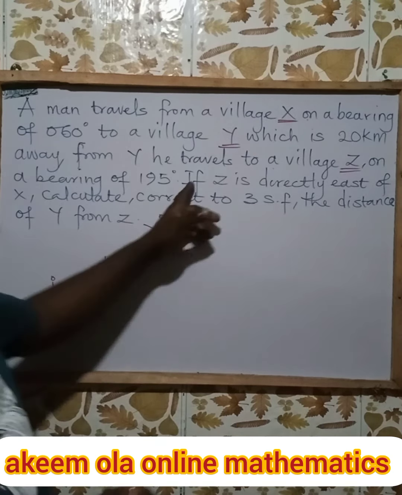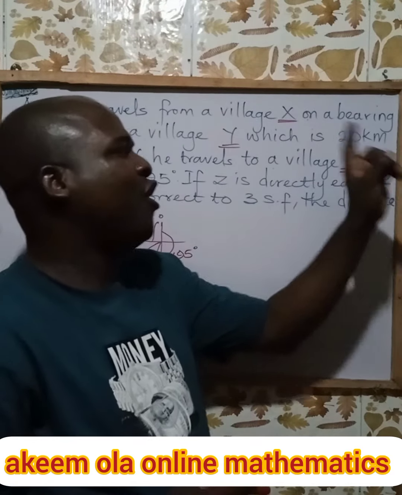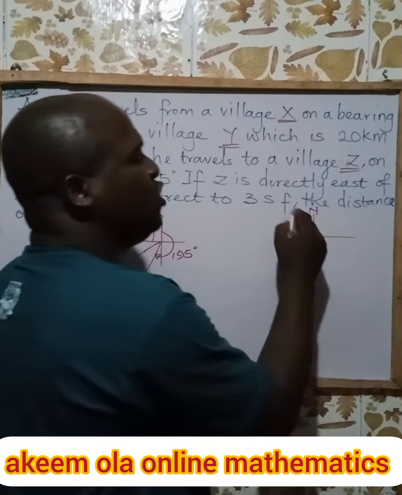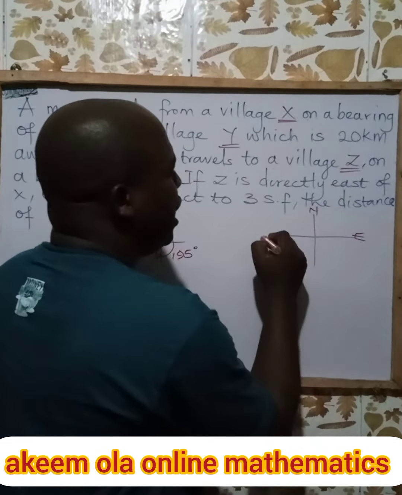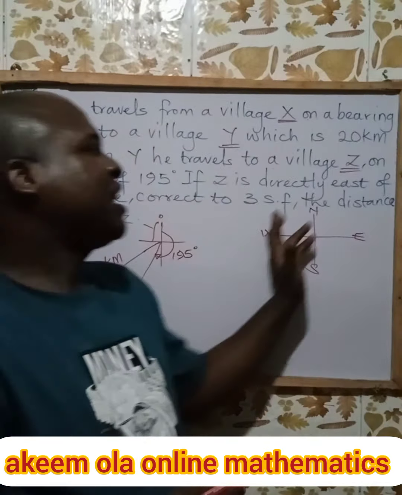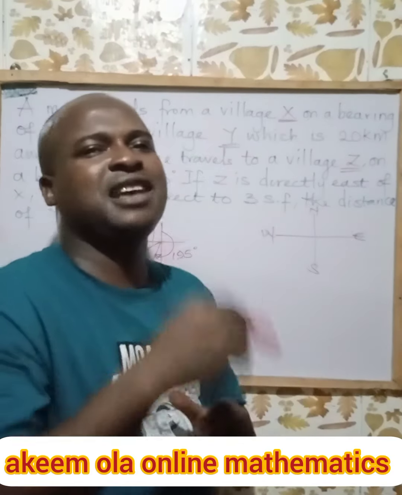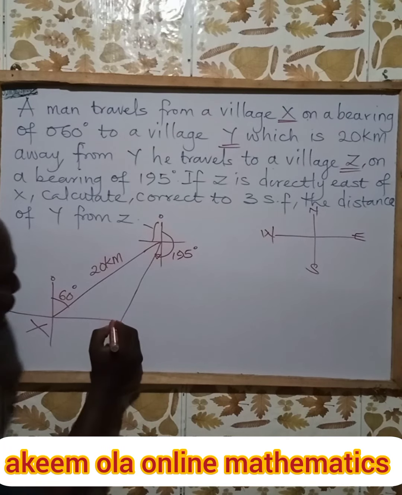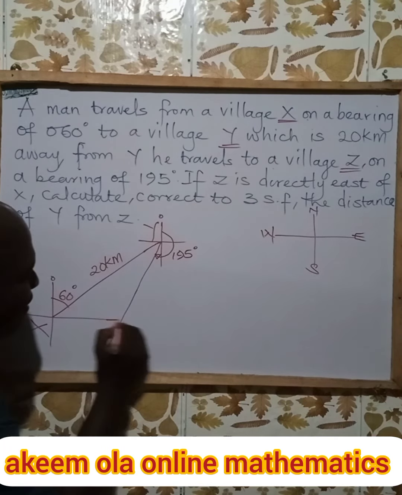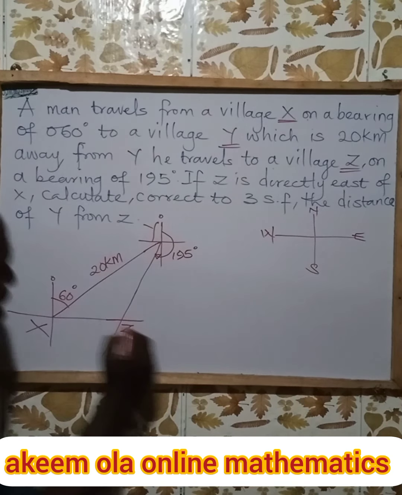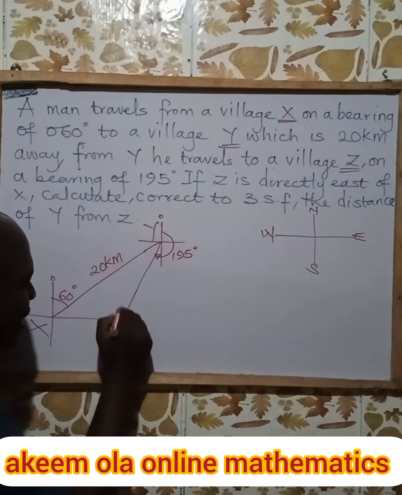They now said Z is directly east of X. When you say east, bearing is all about angle. This is where our north is. East is always here, south is here, and our west will always be here. This is the cardinal point in terms of north, south, east, west. So here now, our 195 will be here. He now said Z is directly east of X. That means our Z will be here. Then we are also going to draw the cardinal point here.